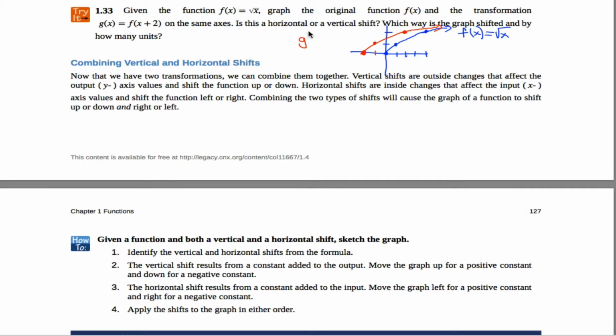This would be g of x, aka the square root of x plus 2. To answer all the questions, sketch the two graphs. I did this. Is this a horizontal or vertical shift? It's definitely a horizontal shift.